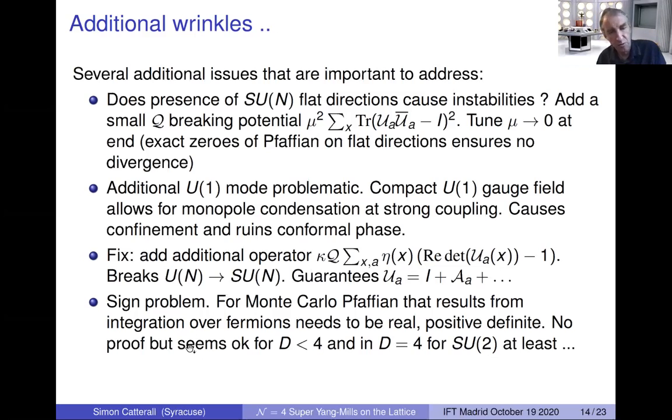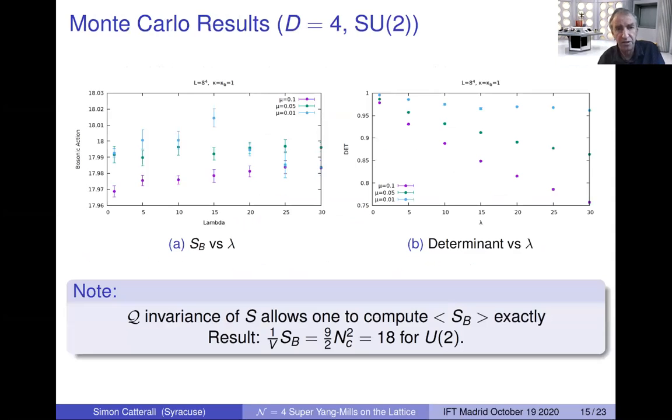So the final thing you would worry about here is whether there is a sign problem in this theory. Can you do Monte Carlo at all with it? You need the Pfaffian to be real and positive definite when you integrate out these twisted fermions, because that's what you simulate. There's no proof, but I'm going to show you some numerical results that, at least for SU(2), seem to indicate that everything is fine. And I have a few thoughts as to why that might be, which I'll come to in a moment.